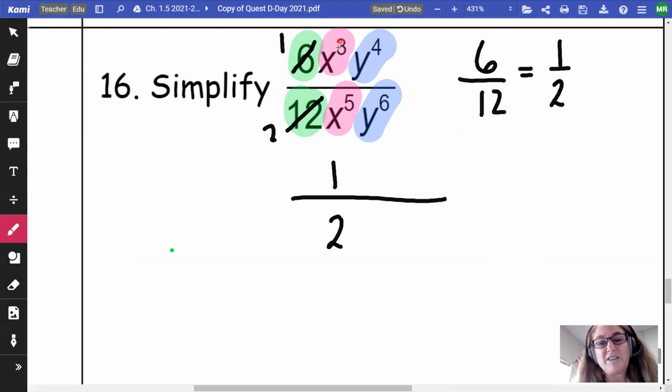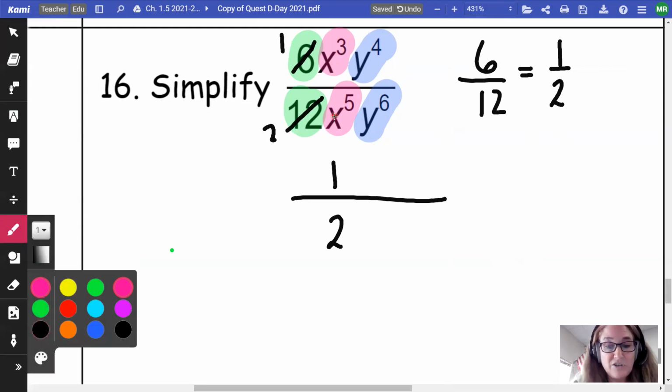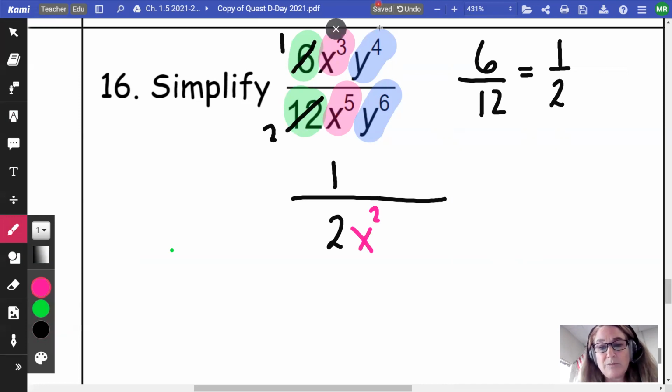Okay, so now I'm looking at my x's. 3 on top and 5 on bottom. So I can get rid of 3 on top with 3 on bottom. So if I cancel 3 here and 3 here, I'm left with 2. And where am I left with that 2? On the bottom. Then when I'm looking at my y's, I have 4 y's on top and 6 y's on bottom. So I'm going to get rid of 4 y's on top and 4 y's on bottom. So I'm going to be left with 2.